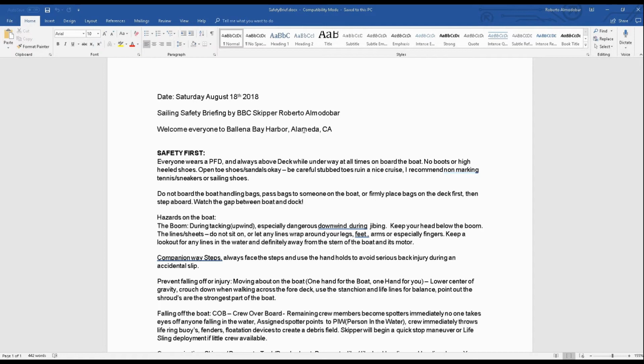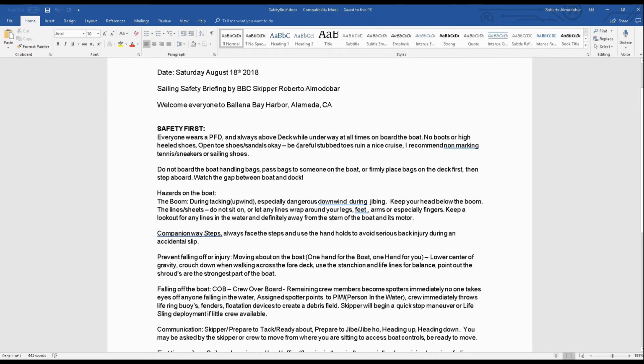Always insist that your crew and your guests wear their PFDs while you're on the water and that boat is moving, and if they don't want to do that, they can't get on my boat. Next thing, do not board the boat handling bags. They are to pass the bags to someone on the boat or firmly place the bags on the deck first, then step aboard. Watch the gap between the boat and dock. Many accidents happen between the boat and the dock, and people trying to put their bags up on that deck.